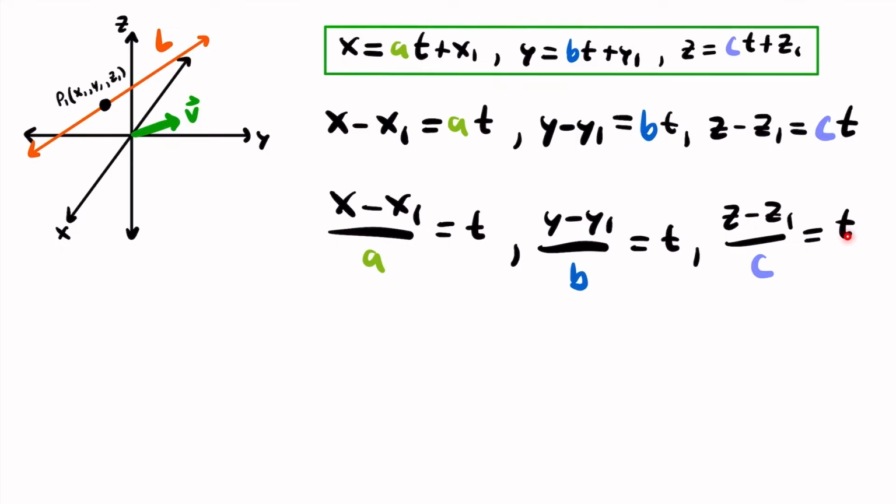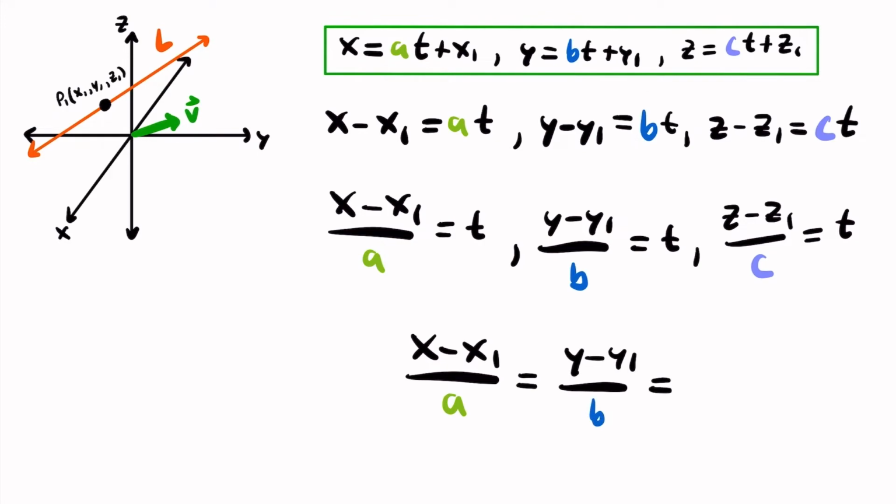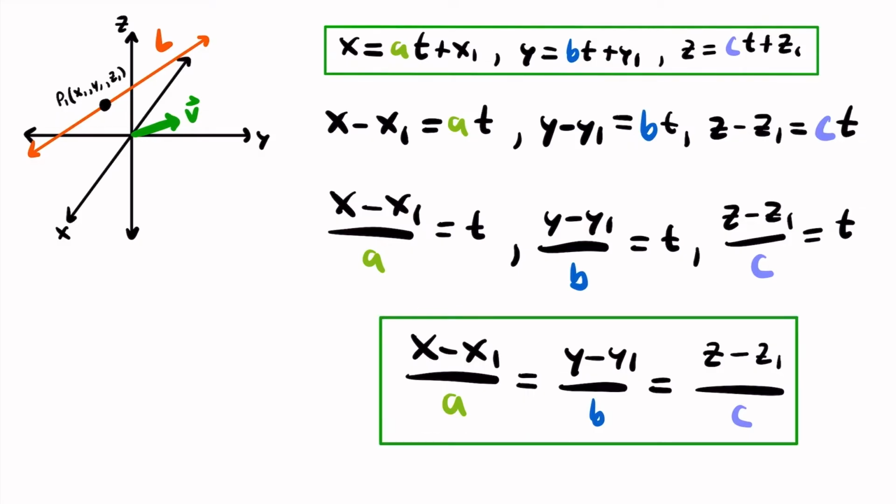Since they're all equal to t, then each of these expressions must be equal to each other. So we can say that x minus x1 divided by a will be equal to y minus y1 divided by b, and that will be equal to z minus z1 divided by c. Since all three of those expressions are equal to that parameter of t, we can set them all equal to each other. And what we're left with is the second way to represent a line in 3D. This is known as the symmetric equation of a line in 3D.